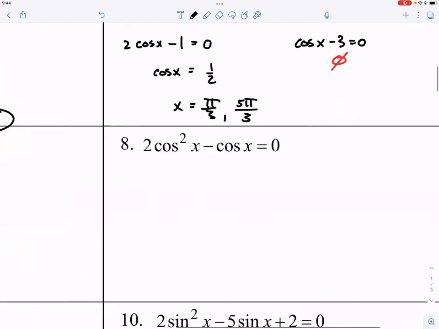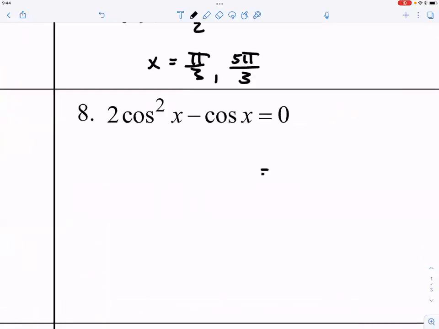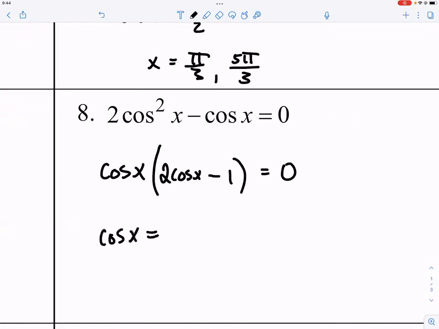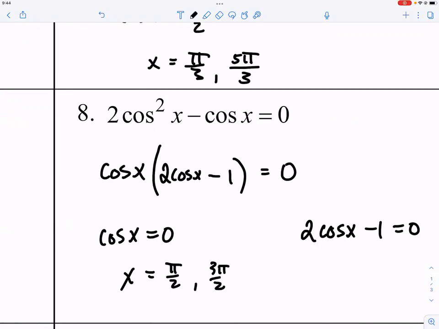For number 8, you will factor out the cosine of x. So then you have 2 cosine x minus 1 equal to 0. So your first possibility is cosine x equal to 0. The other possibility is 2 cosine x minus 1 equal to 0. So x is equal to pi over 2 and 3 pi over 2.